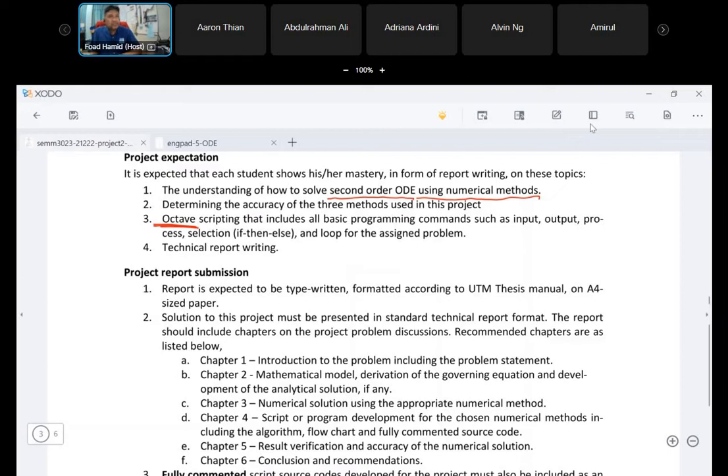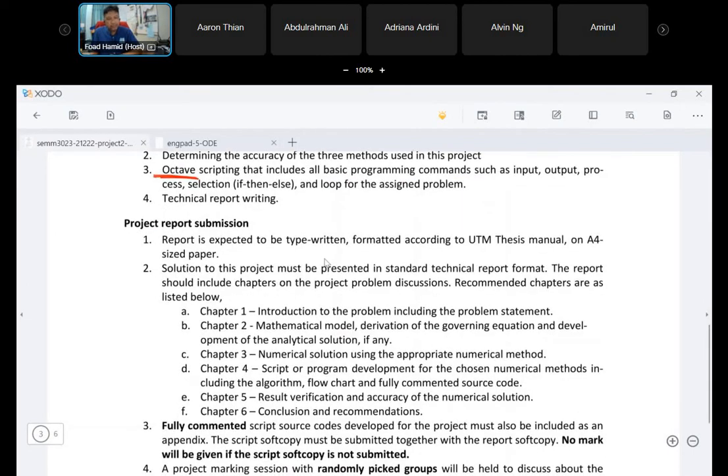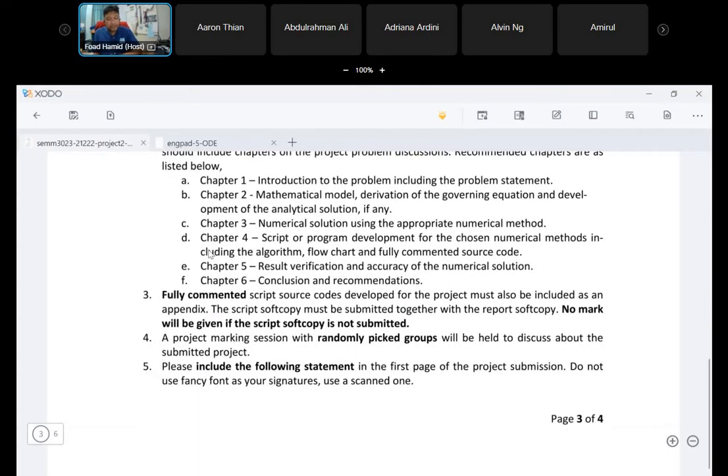So you need to show me that you really understand. There are 5 basic instructions in programming: input, output, process, selection, and loop. You need to show me the loop that you use. And then of course technical report writing. This is the project submission. This is standard, the same one as project number 1.